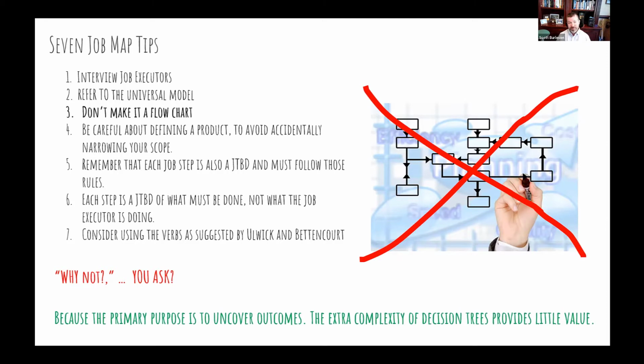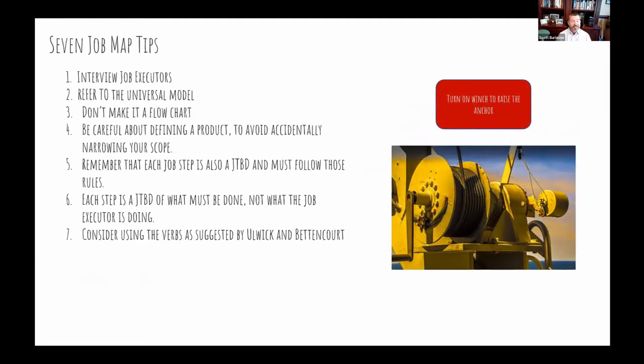So don't go backwards and forwards. Don't have decision trees. Don't make it a flow chart. Now, it's okay to mention, to define solutions, but you want to be very careful, because when you mention a solution, you narrow the scope of your project. And if you want the scope of your project to be narrower, that's fantastic, but don't do it accidentally.